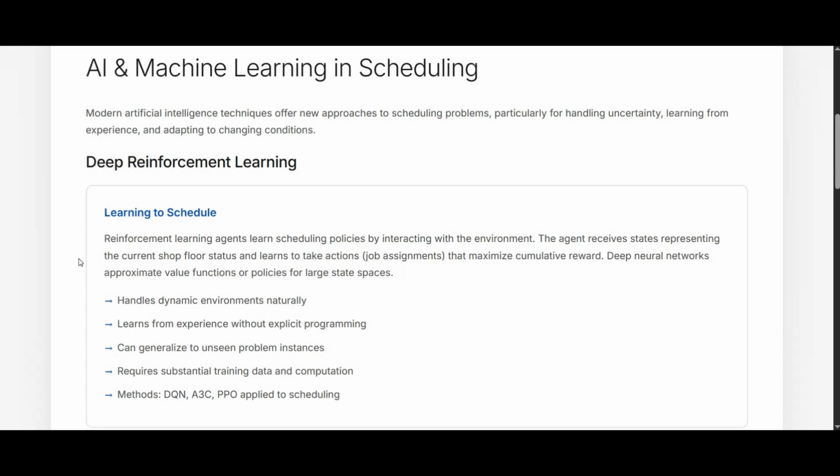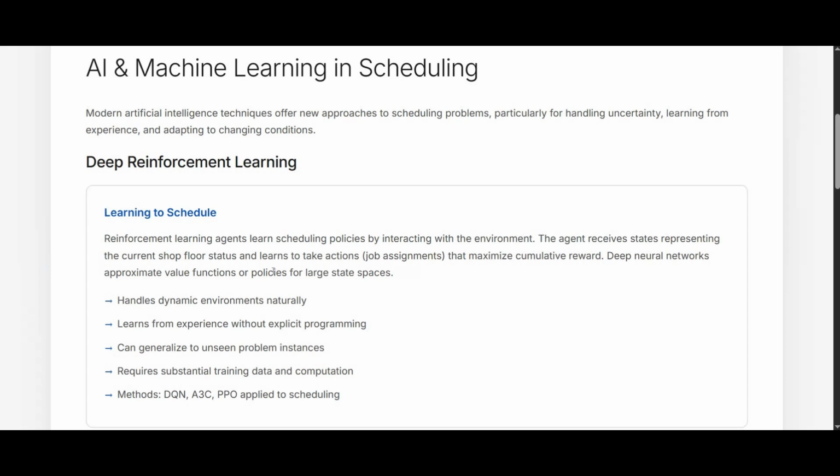They bring flexibility, adaptability, and the ability to learn from experience. And AI methods can sense what's happening on the shop floor, make decisions based on what they have seen before, and adjust to new conditions without human intervention. Essentially, the goal here is to build systems that improve over time, systems that can handle uncertainty instead of just following a fixed set of rules.